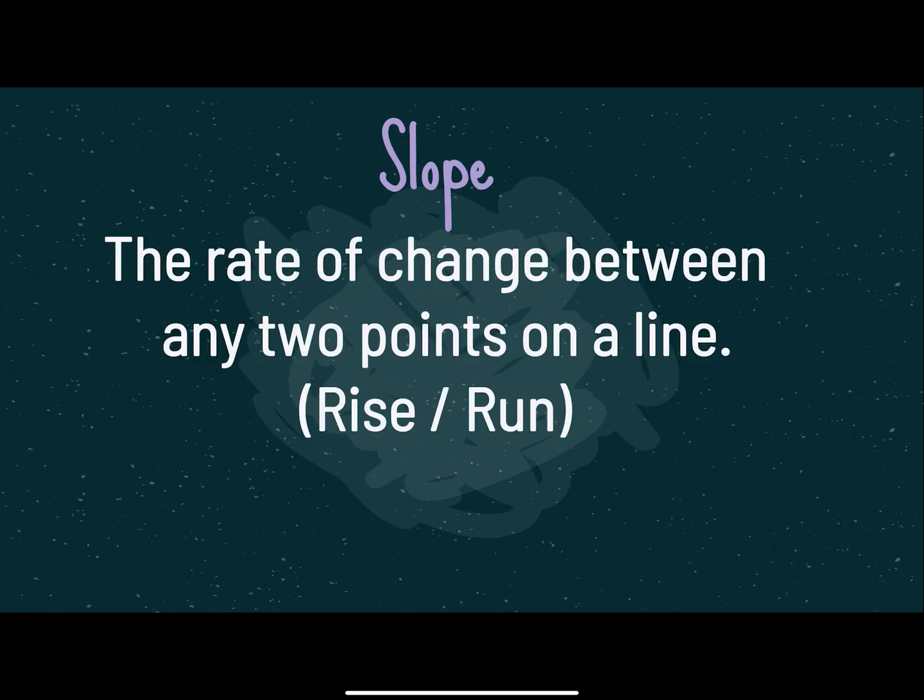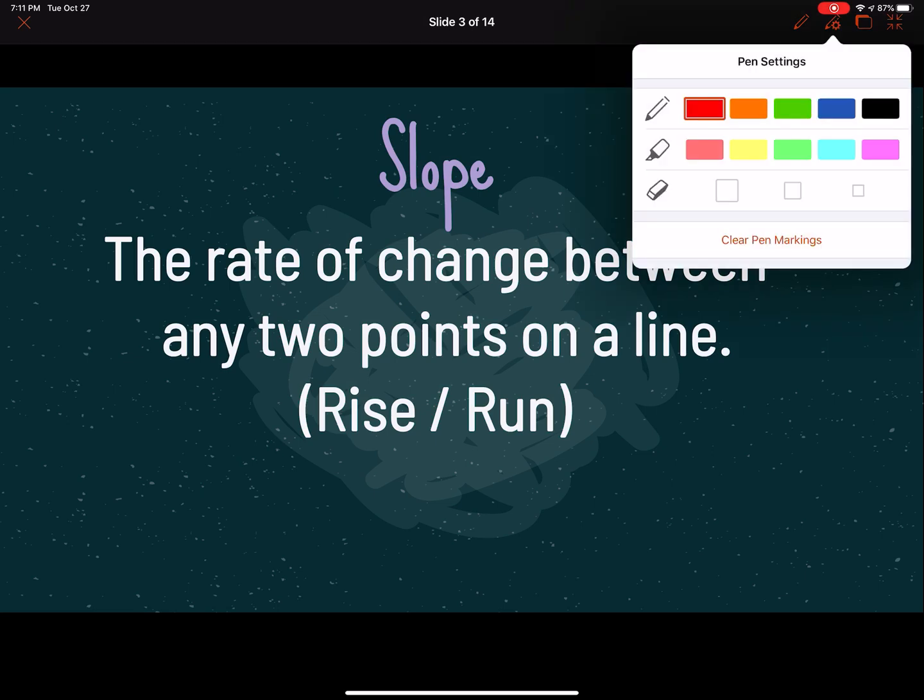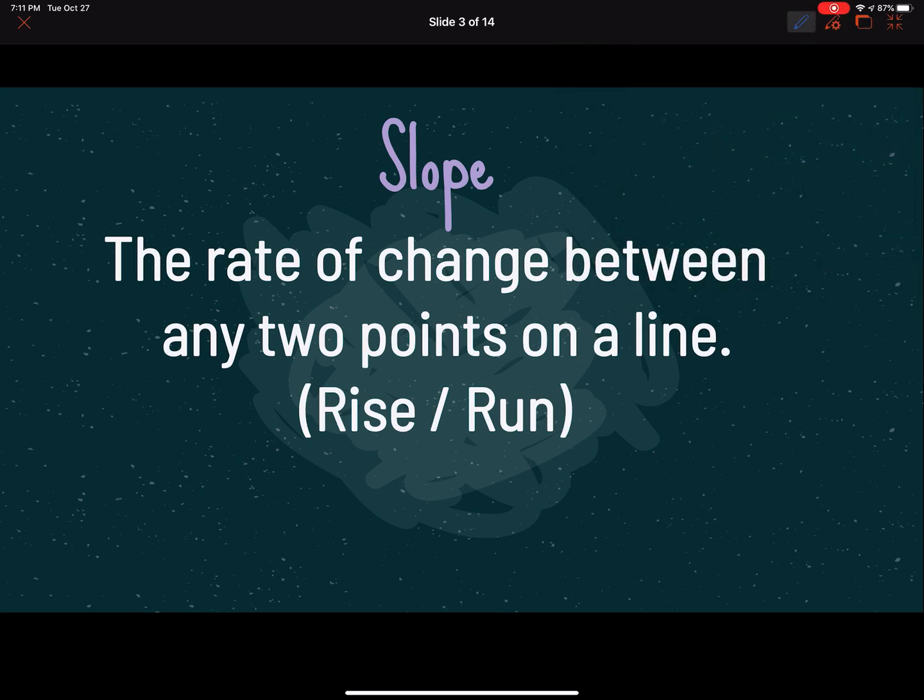Okay, we have some vocab now. Let's talk about slope. And actually, we've talked about slope a few times before. One definition for slope is the rate of change between any 2 points on a line, sometimes referred to as rise over run. Rise is referring to our y value, and run is referring to our x value.